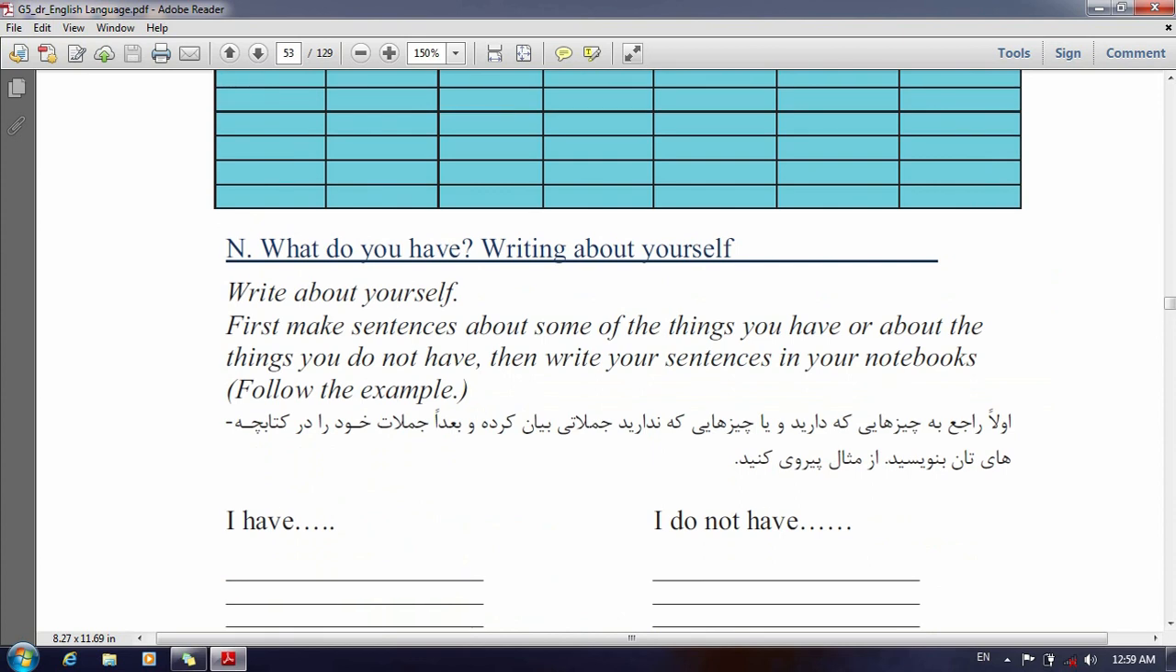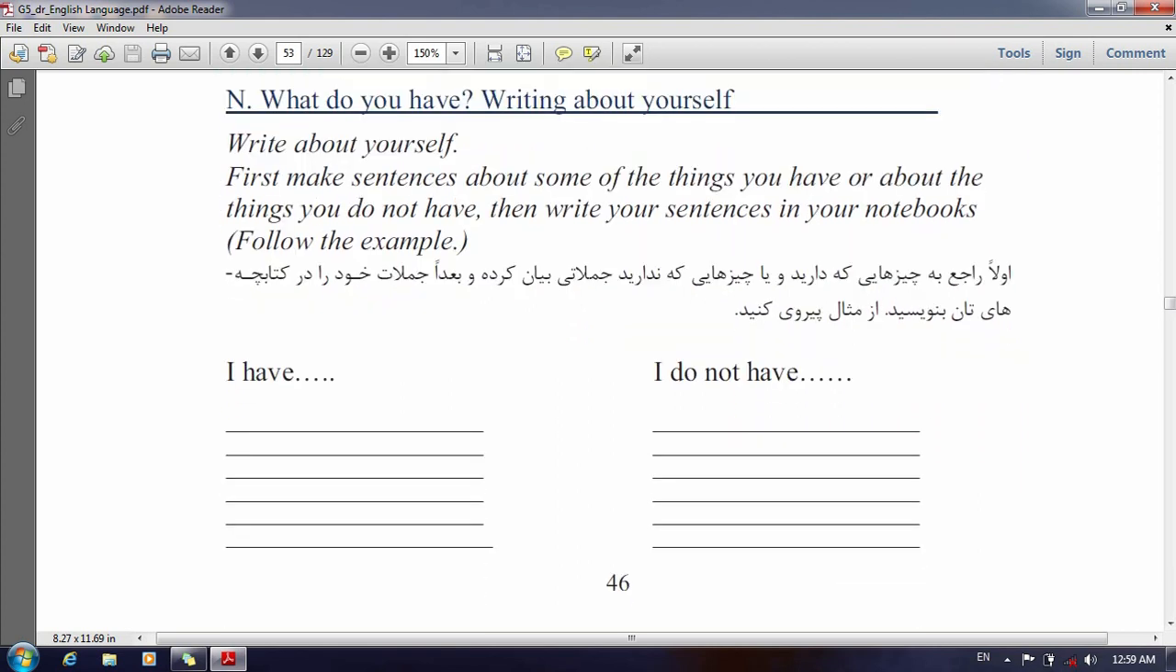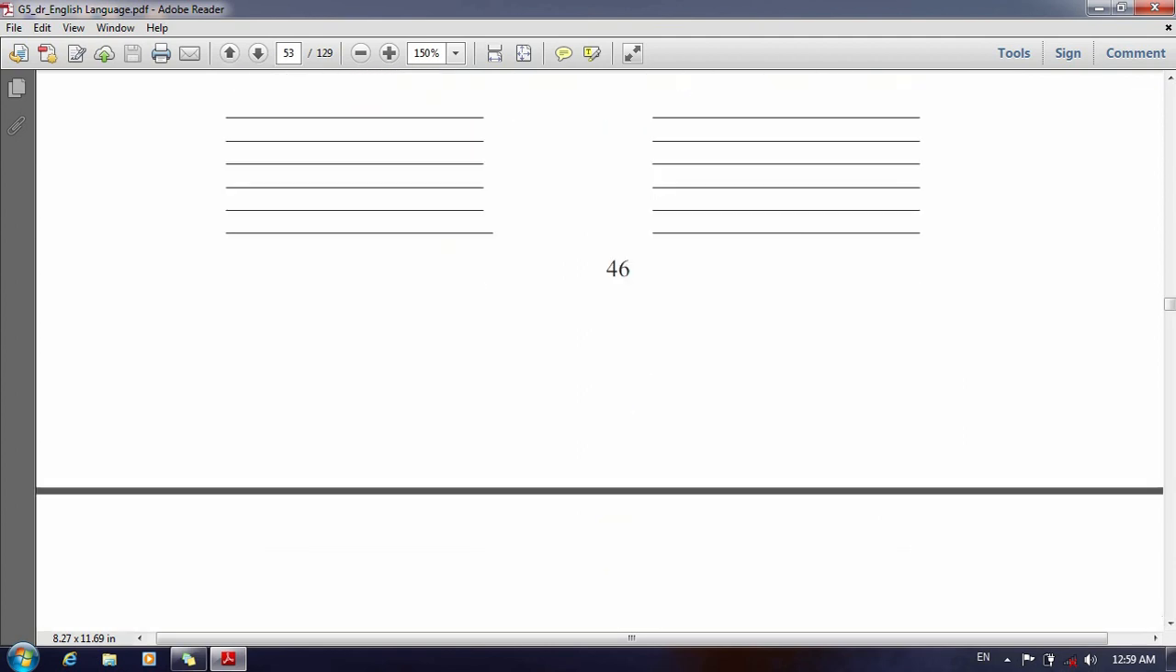And what do you have? Writing about yourself. Write about yourself. First make sentences about some of the things you have and the things you don't have. Then write your sentences in your notebooks. Follow the examples. I have. I don't have.